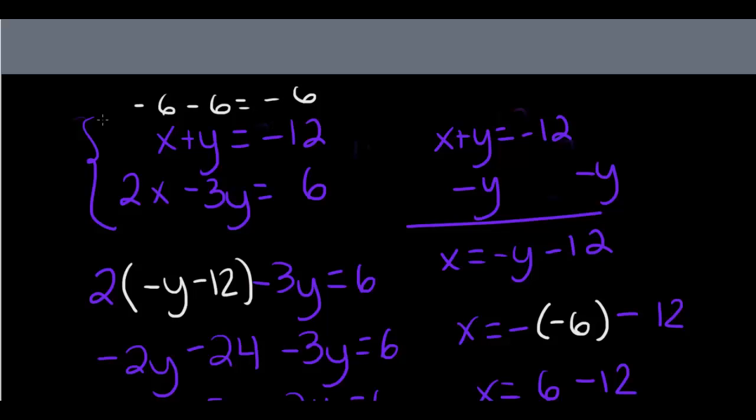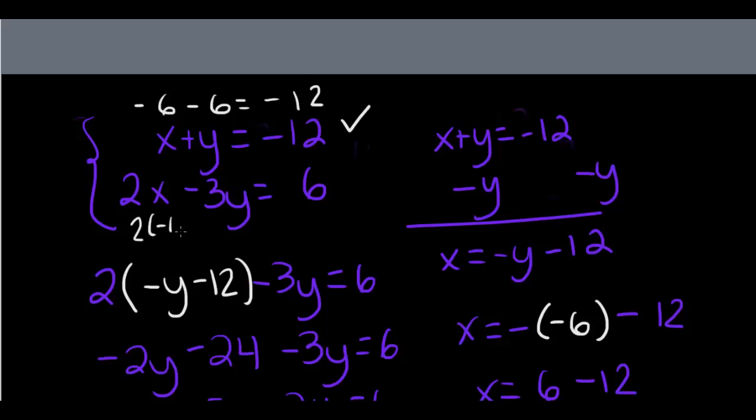If it makes both of the equations true, then that means that your answer is correct. So I'm saying that x is -6 and y is -6. I'm plugging it in. So -6 minus 6 is -12. So it is true for the first one. Now let's go ahead and try the second one.